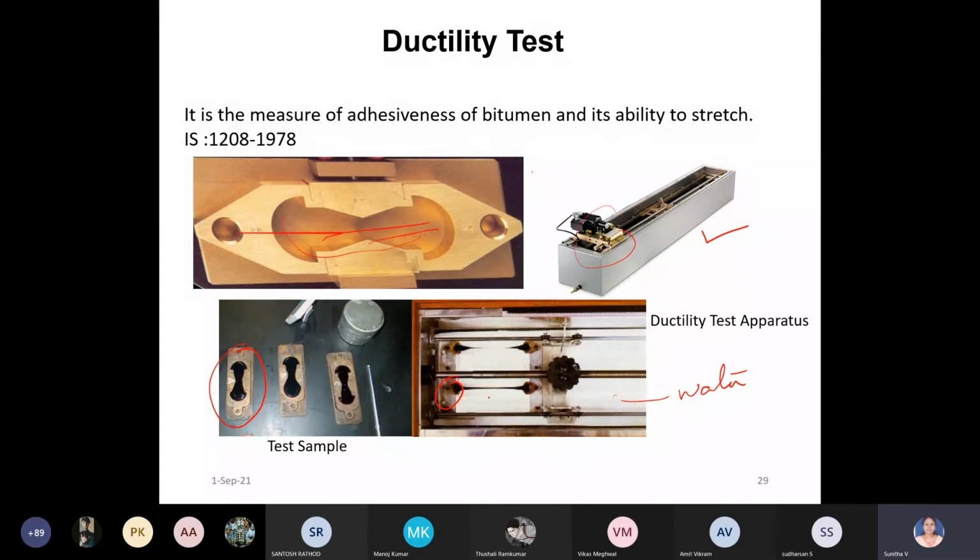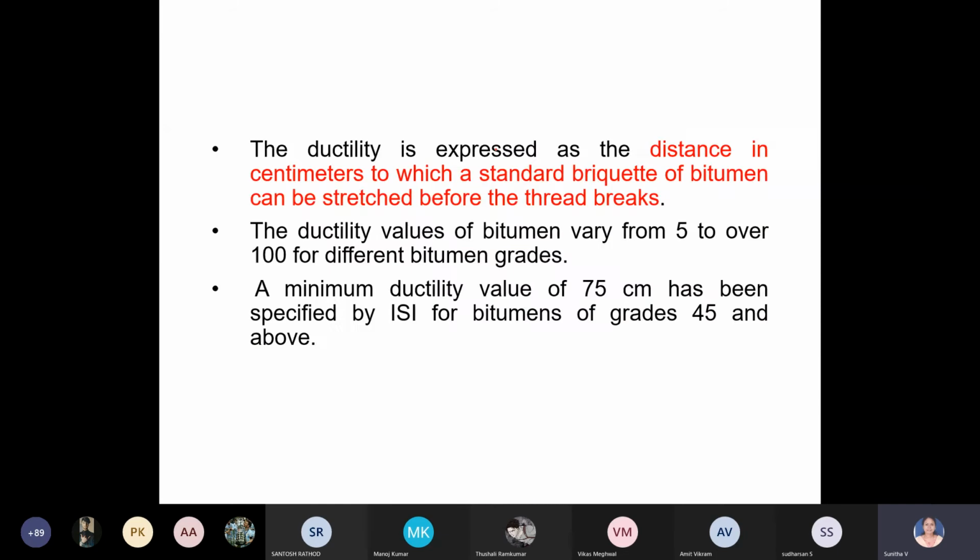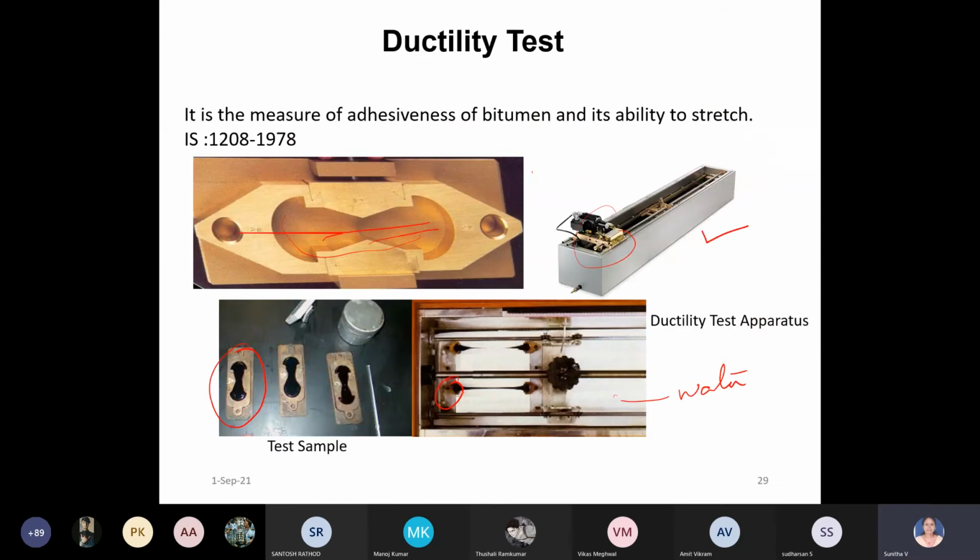If you are pulling, what will happen? It will keep on stretching, right? But at some point it will break. This bitumen will break at some point. That is measured. So if I'm starting with this, you can just pull it apart up to this, and that is measured as the ductility value in centimeters. Hope you understood.